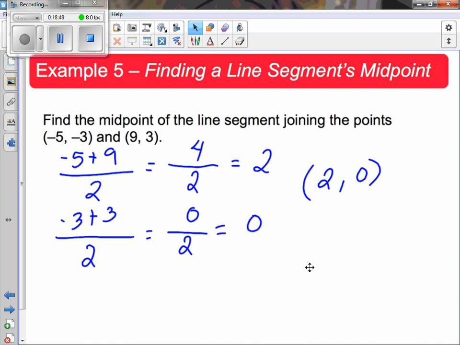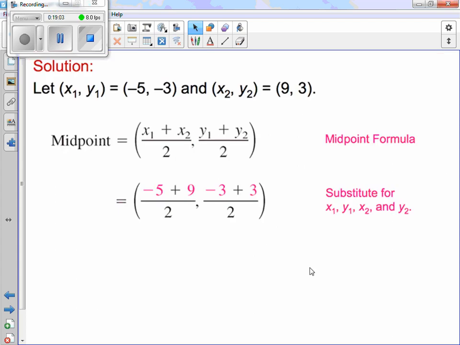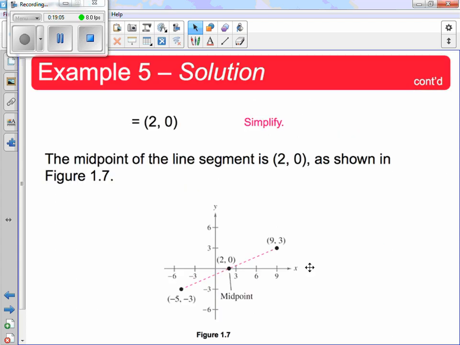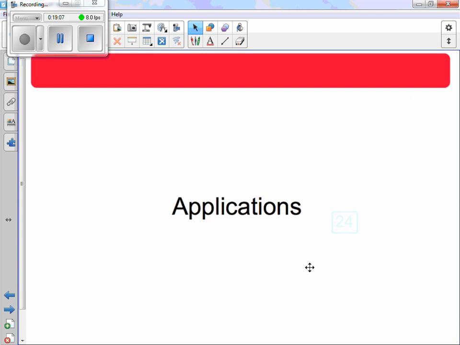And I believe for what you're going to do on the homework, it's mainly going to be asking about finding the distance, and then finding the midpoint. Yep, that's it. And that's it. Questions on this here?